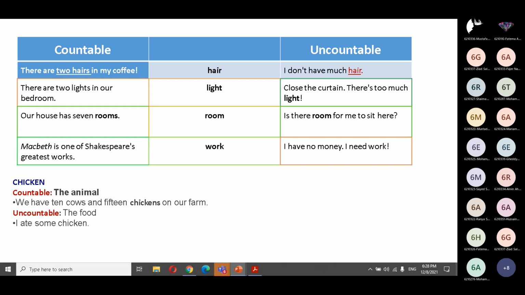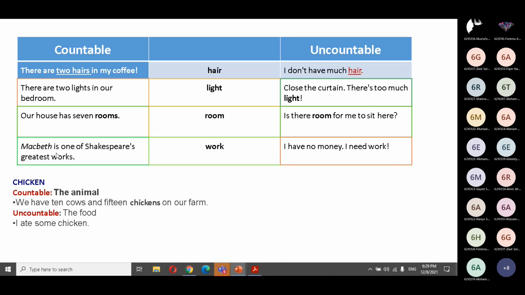Also the word work. Work is usually uncountable. When you say I have no money, I need work, you cannot say works. And this is one of the mistakes. Some students put work in the plural, so they say there is no works. You cannot say there are no works. You can say there are no jobs, but you cannot say there are no works, because work is uncountable.